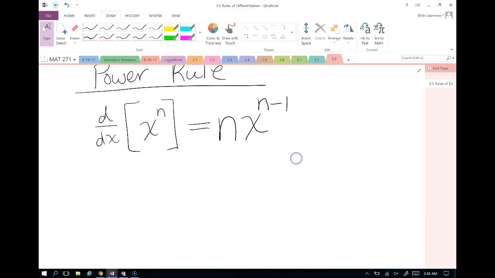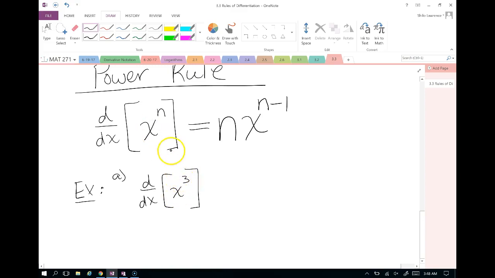So let me show you how this works with an example. We'll start off with some easy ones, and then I'll show you some much more tricky ones that this also can be used for. If we want the derivative for x cubed, here it's x to a power, and the power is 3. So the rule says take that old power and bring it out front as a coefficient. And the new power we get by subtracting 1. So 3 minus 1 is 2.